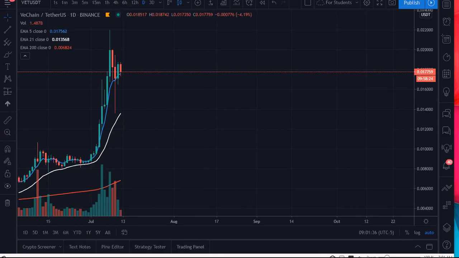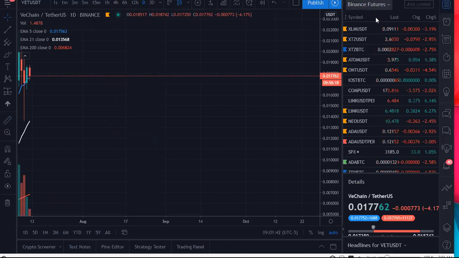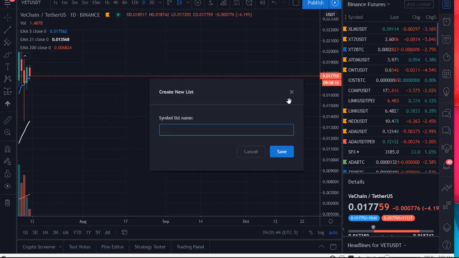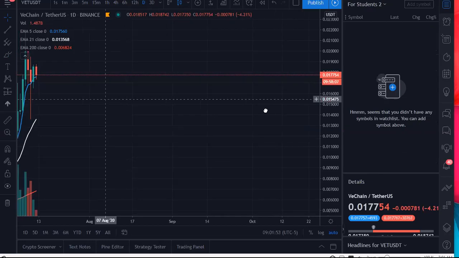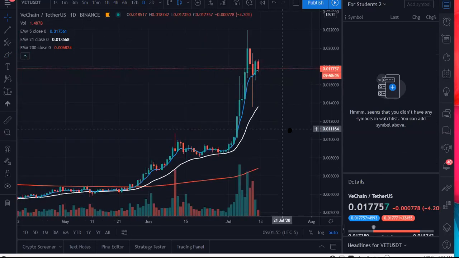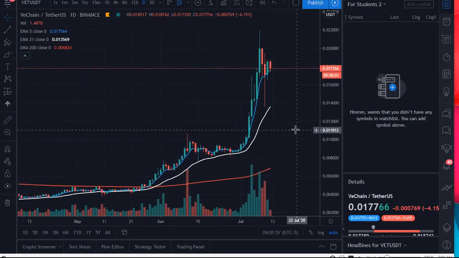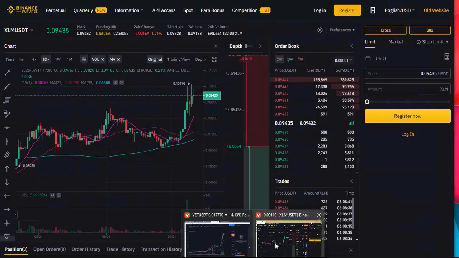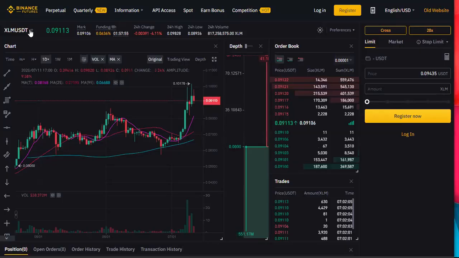For that, I quickly want to go over, we're going to set a new list. Symbol name for students 2. This is what I was supposed to go through a little earlier. So what we're going to do is look at Binance futures. Okay, this is what we're going to look at.